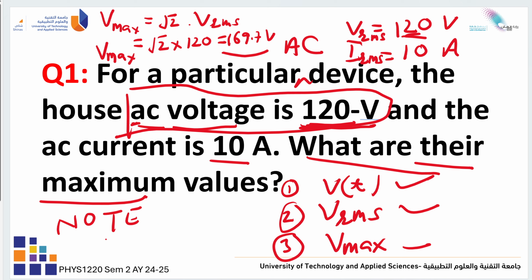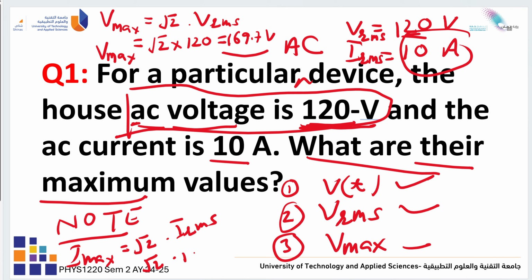In the same way, they are asking what the value of the I maximum is. So I will write the formula for the I maximum. I maximum is root 2 multiplied by I RMS. The RMS value is 10 ampere, so I write 10 here. This will be around 14 point something ampere. This is the way we have to find the answer.